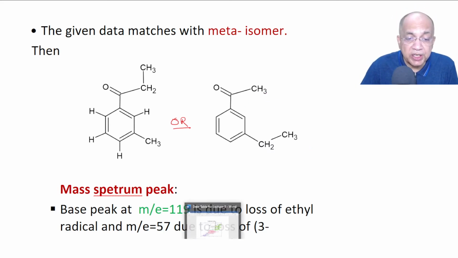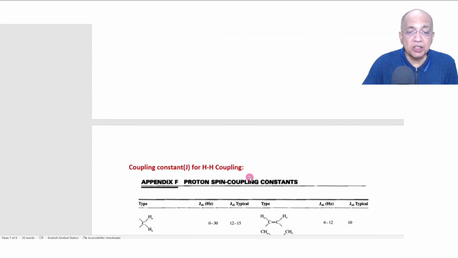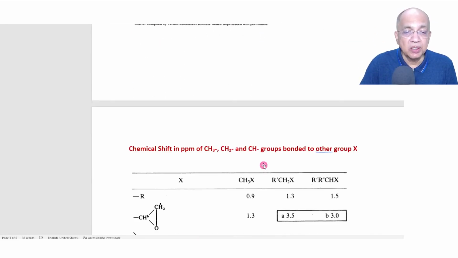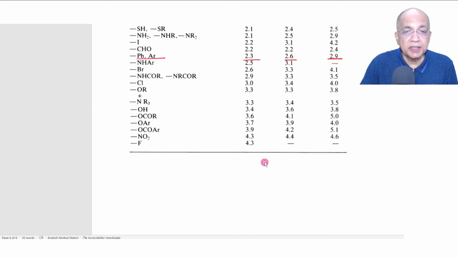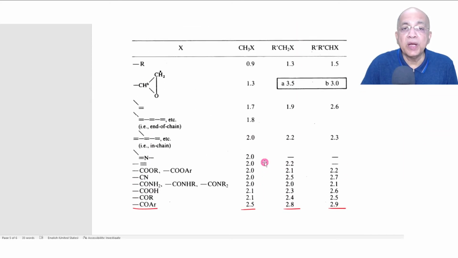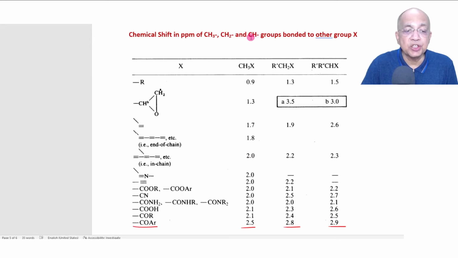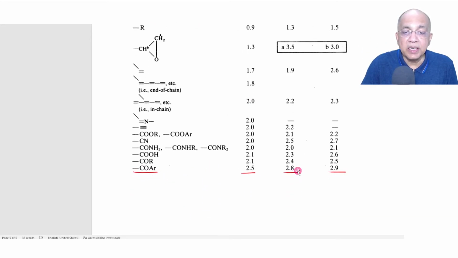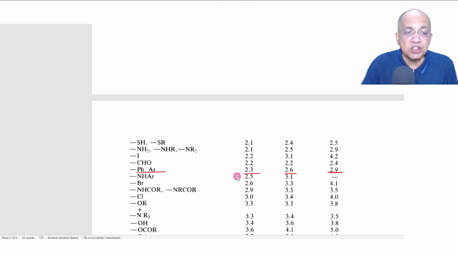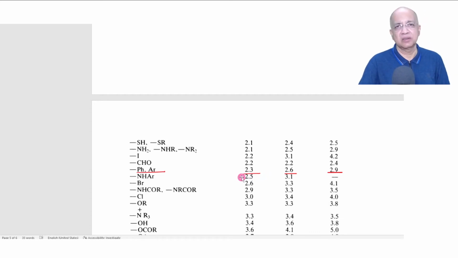If I show you the data here, you will be put into confusion because, yes, I show you the table where the CH3, CH2, CH2 adjacent to an aromatic ketone is about 2.8, CH3 is 2.5, and CH2 directly bonded to the benzene ring is 2.6 and methyl is 2.3. So they are more or less similar.